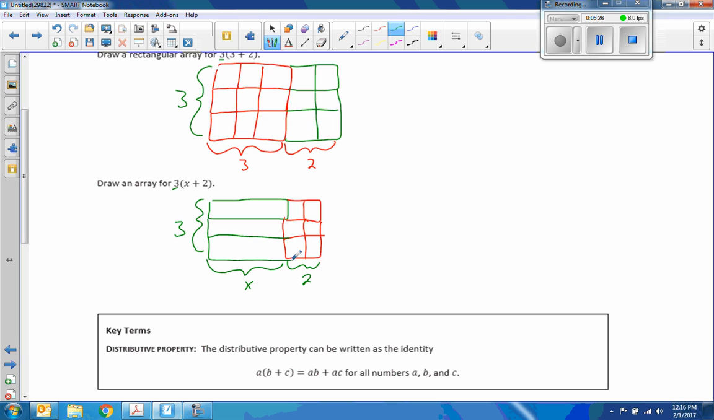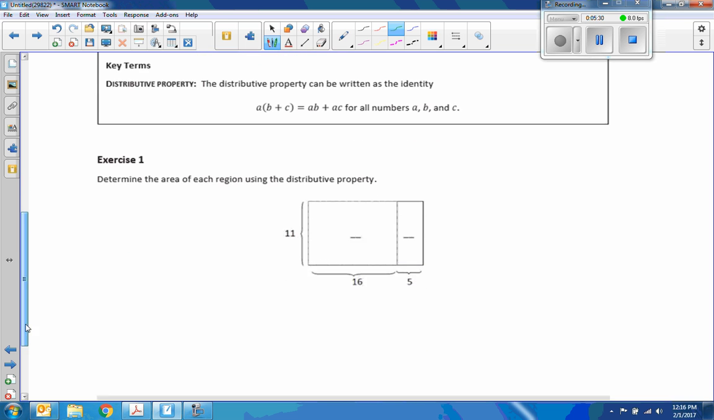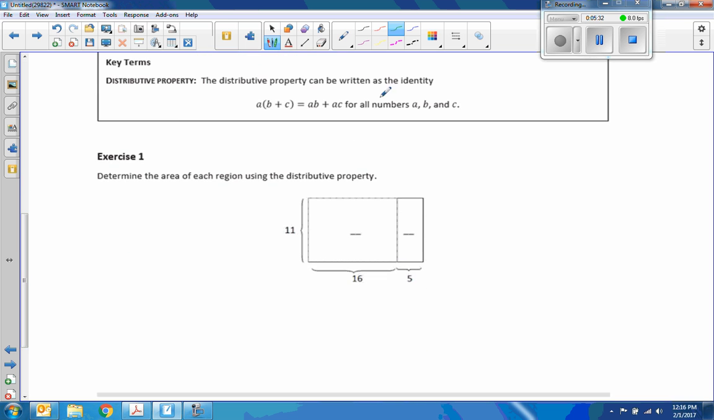We'll get to that. This is the key term down below here: distributive property. The distributive property can be written as the identity A times the quantity B plus C equals AB plus AC for all numbers A, B, and C. So it's true for any number you substitute in. Exercise 1 says determine the area of each region using the distributive property.